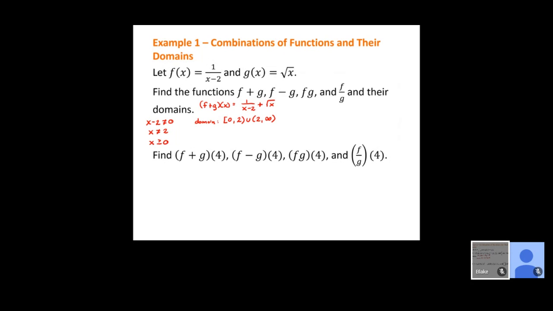All right, now let's look at f minus g. So f minus g of x. Again, all we're doing is taking the f of x function, subtracting the g of x function, so it's going to look very similar to the first one, except there's going to be a minus there. We have 1 over x minus 2 minus the square root of x.